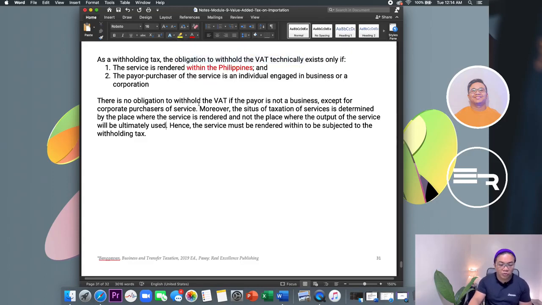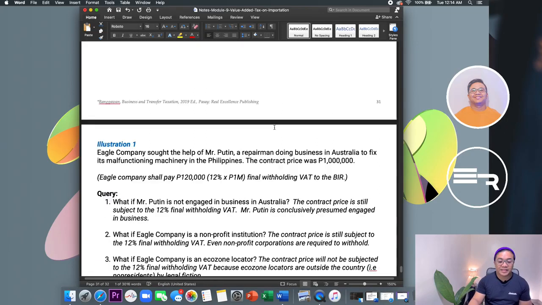There's no obligation to withhold VAT if the payer is not a business. So it's not required, since he is not a business. Right? You're not going to be taxed, you're not being subjected to business tax. Where the service is rendered, and not the place where the output of the service will be utilized. Hence, the service must be rendered within the Philippines to be subjected to withholding tax.